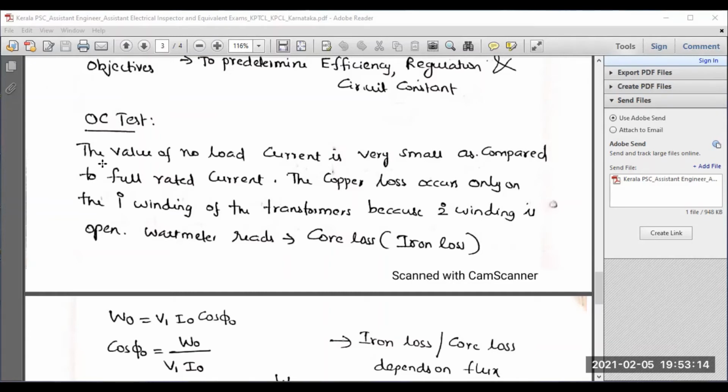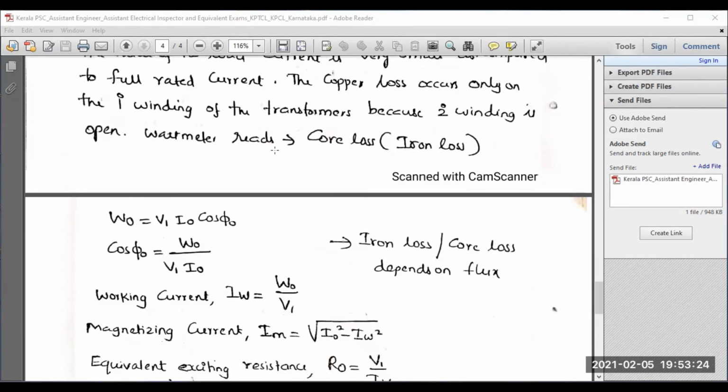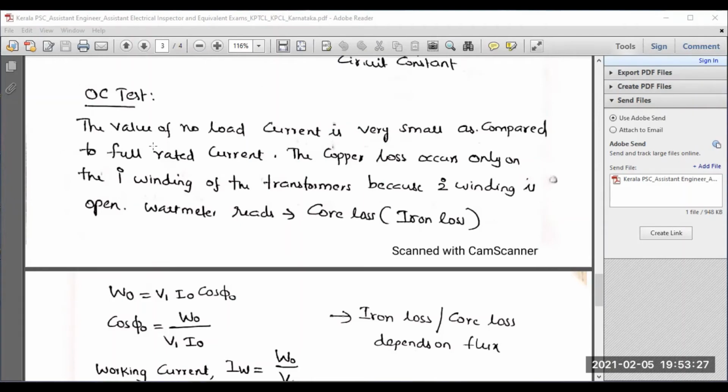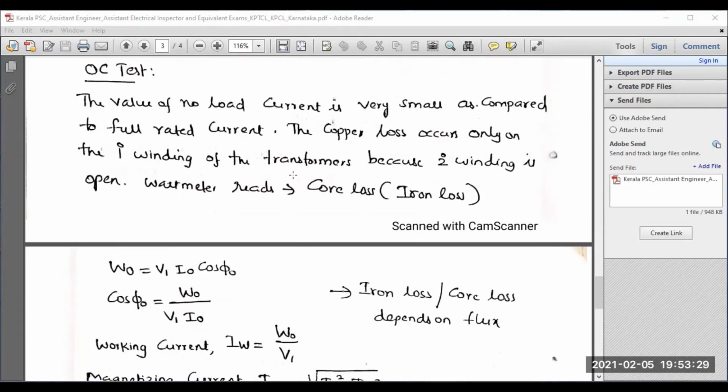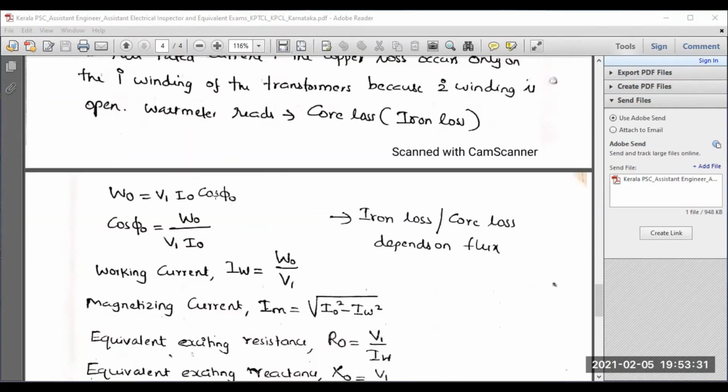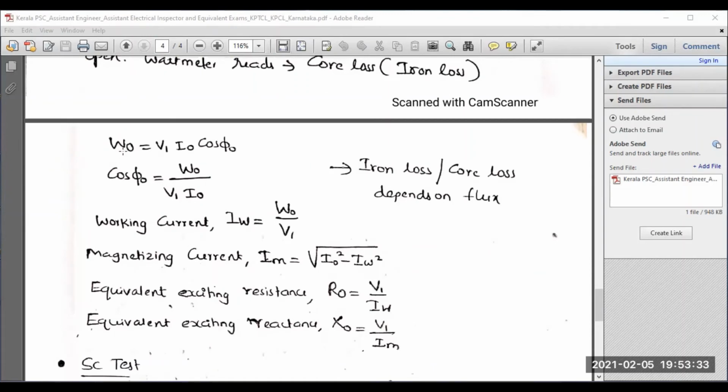So that you will be getting core loss. You are able to get the core loss, or you can call it iron loss. Clear? So the wattmeter reads core loss. Here for OC test, the amount of copper loss will be negligibly small. So equations are available. The core loss is given by V1 I naught cos phi naught. From this you can calculate cos phi naught.